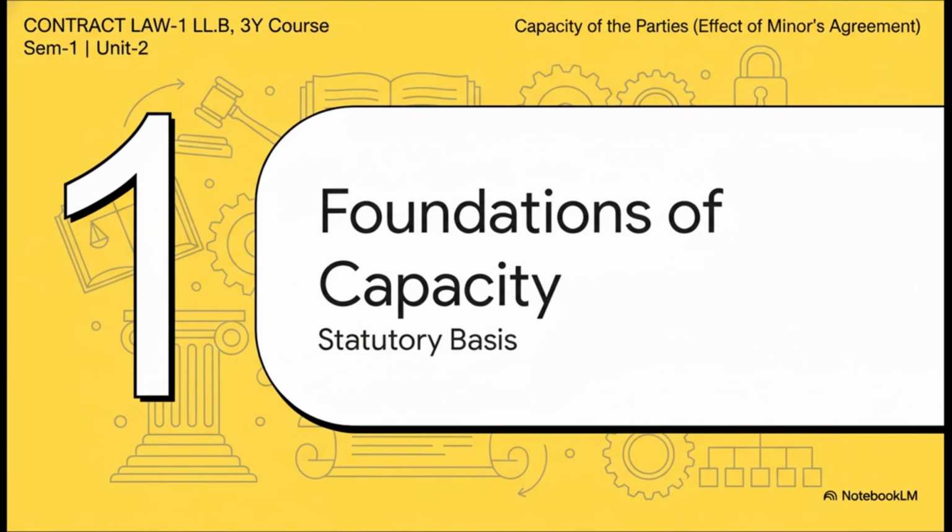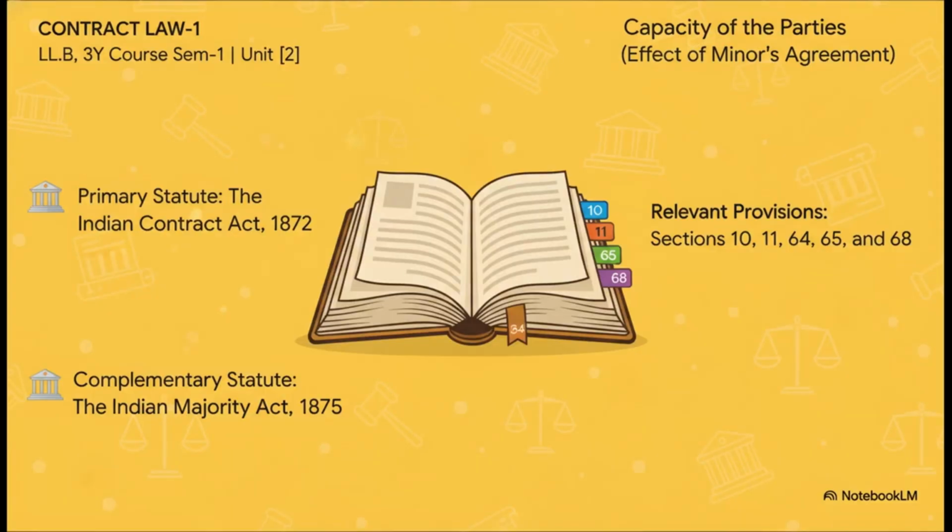We begin with Section 1, Foundations of Contractual Capacity. Here, we will lay the groundwork by examining the specific statutory provisions that define who is and who is not competent to enter into a legally binding contract. Our topic is the capacity of the parties, specifically focusing on the effect of a minor's agreement.